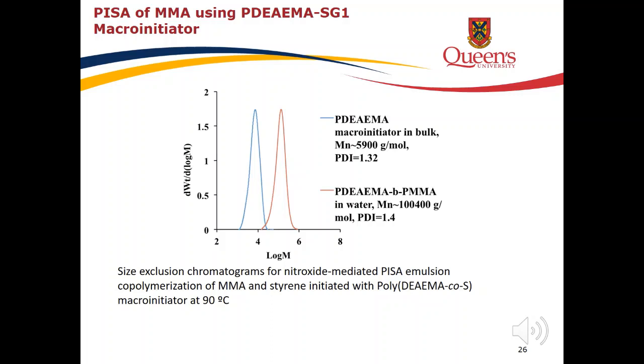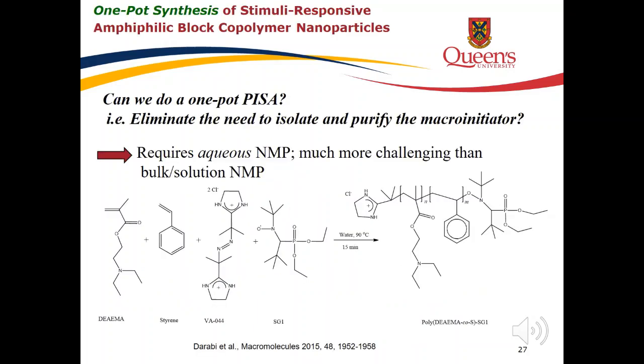And the second block was a methyl methacrylate block, and we took its final molecular weight up to about 100,000. You can see a very nice chain extension here, which indicates a very high degree of livingness for these systems. So you can do a very nice PISA type process, and you do in fact make spheres. But we are also interested in whether or not we could do all of this in a single pot. And the incentive for this is that you don't need to isolate and purify the macro initiator.